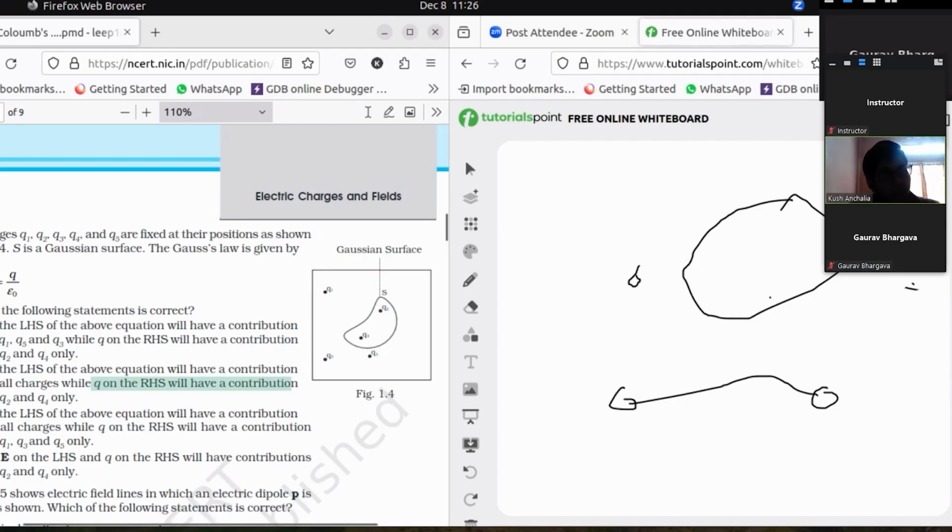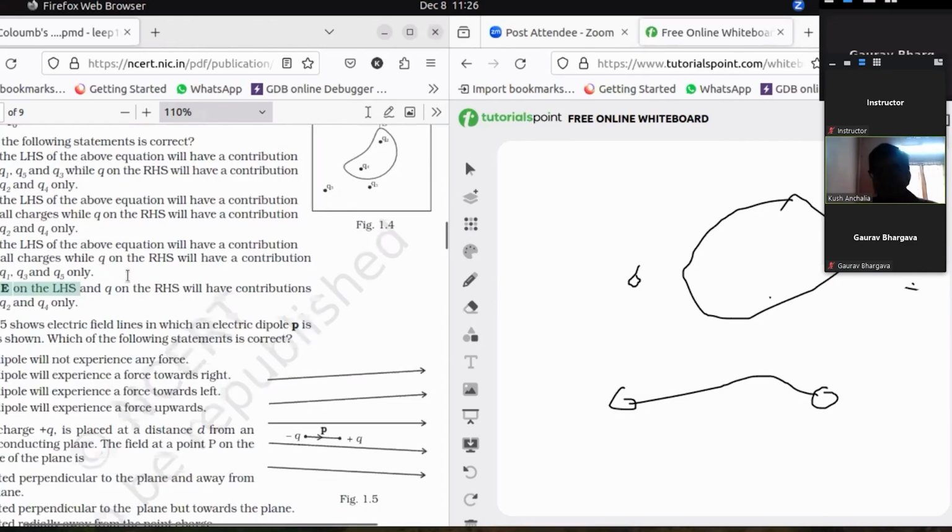The E outside is the net electric field due to all charges. So it will have contributions from all, but the flux will only depend on the RHS, Q enclosed. See the beauty of Gauss's law. Here we can see the beauty of Gauss's law: the whole flux we can determine only by looking at the Q enclosed.